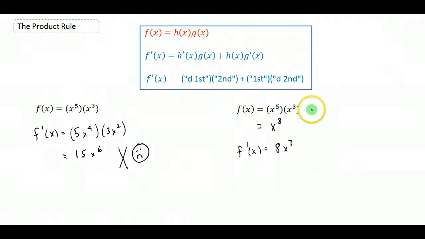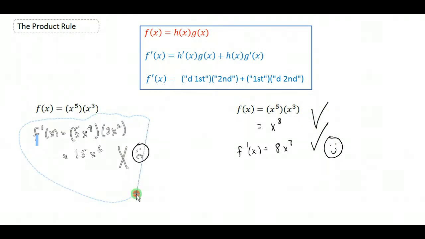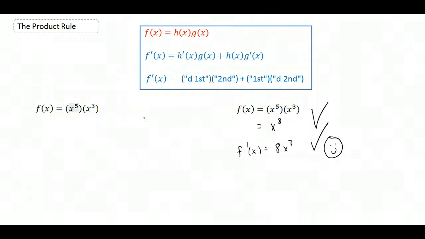And we know that we expanded correctly, and we applied our power rule correctly. So this is definitely the right answer. This confirms that 15x to the sixth is definitely wrong. So let's get rid of this. Now let's apply our product rule correctly.